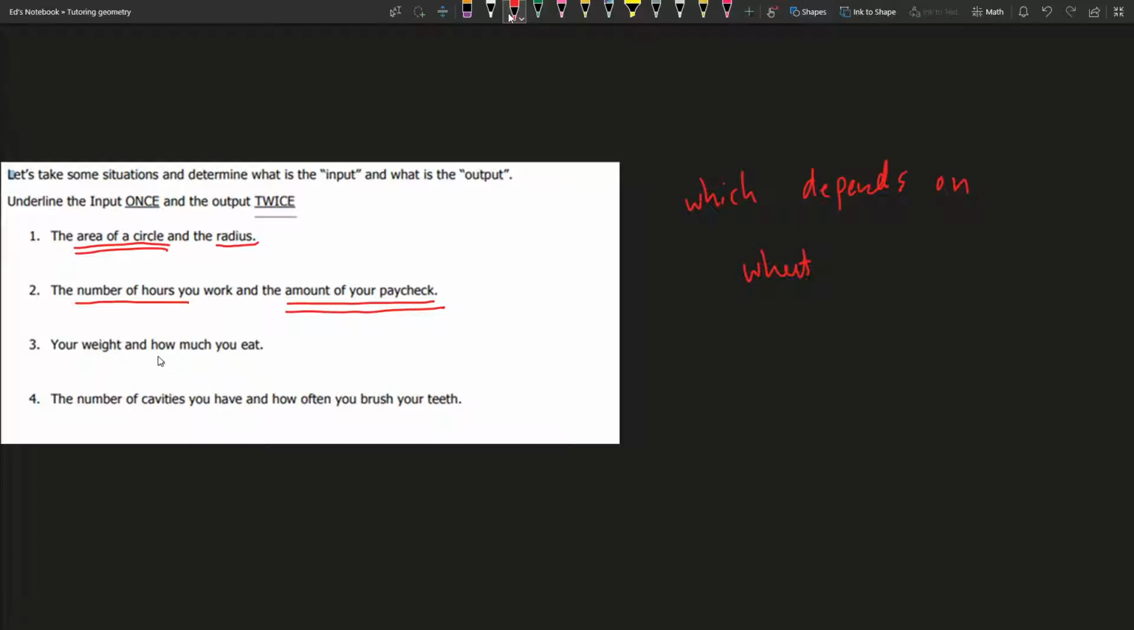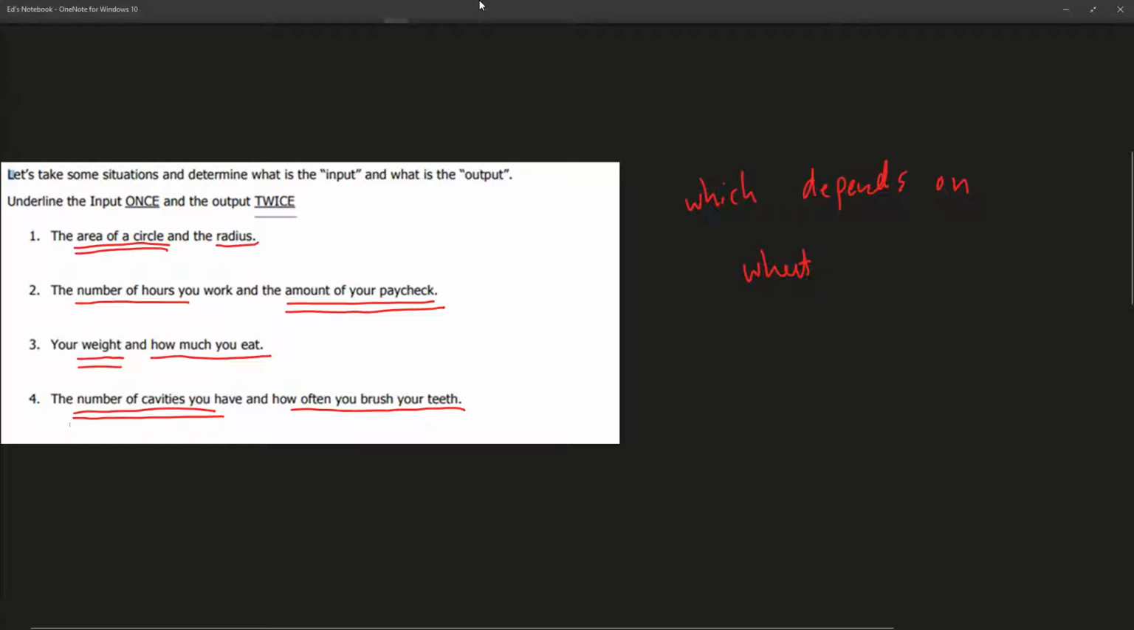So how much you eat, that's the input, what you input into your body, and your weight depends on how much you eat. The number of cavities you have depends on how often you brush your teeth. So how often you brush your teeth? 3 times a day, like me, once between every meal, right? How often you brush your teeth will determine, or the number of cavities depends on how often you brush your teeth.